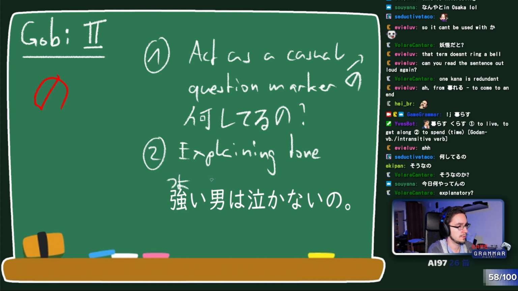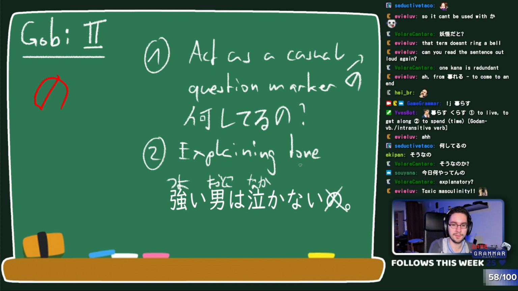強い男. Okay, my O looks really bad. 強い男は泣かないの. You could make this even stronger if you just left it out actually. So if you did 強い男は泣かない, that sounds very matter-of-fact. If you leave out the no, it sounds more like you're explaining to them, like, hey, this is how it is.